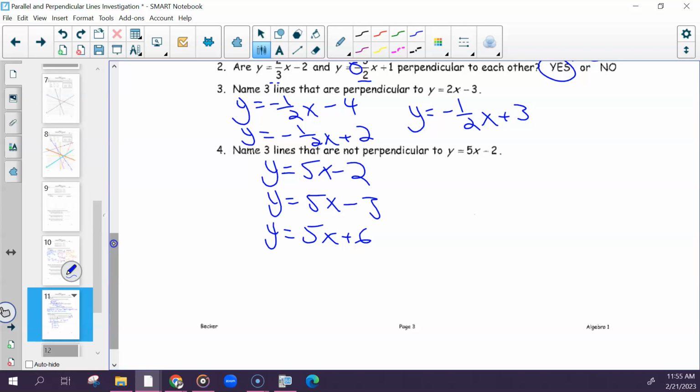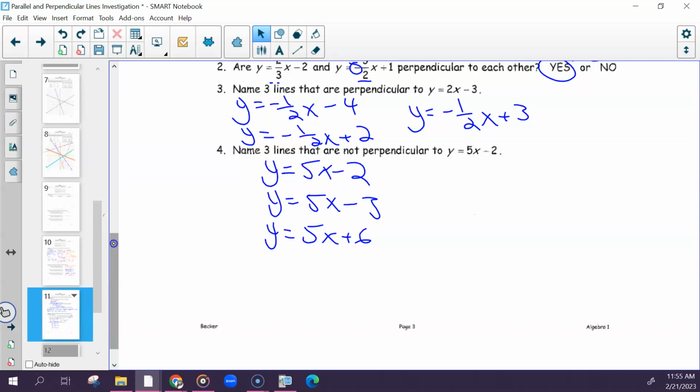Okay, so that was the basics of parallel and perpendicular lines, so you could figure out how they work. I don't want to use too much time because I need to at least start the notes today.